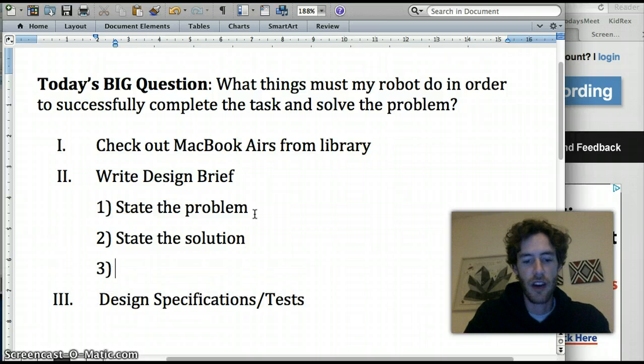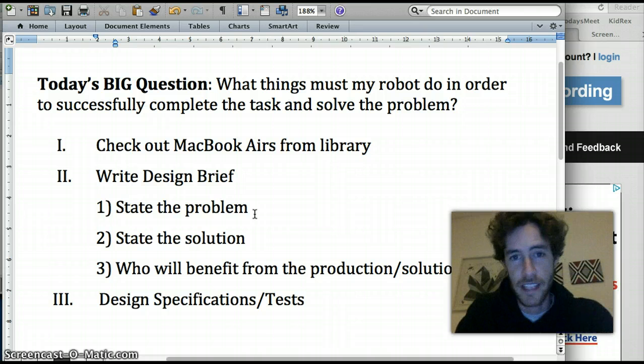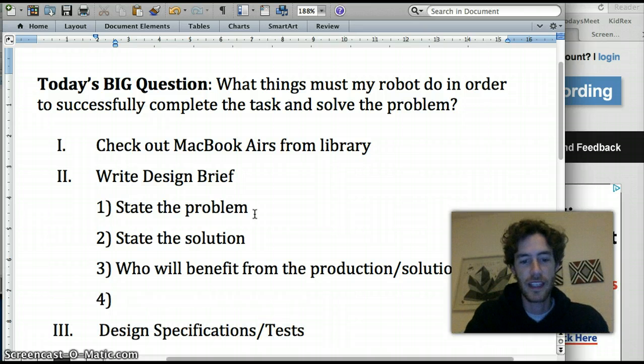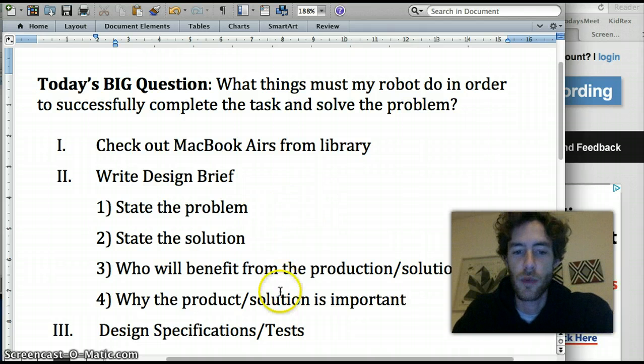Does the student tell who will benefit from the product solution? And I want you to find in the text where that is. And finally, does the student say why the product solution is important? Okay, those are really the 4 things that you need to achieve when you write a design brief.